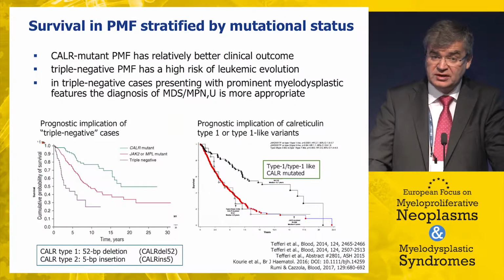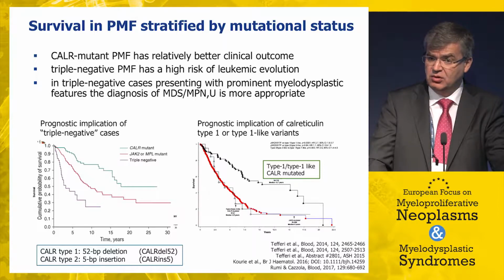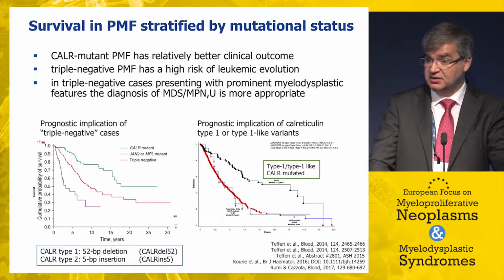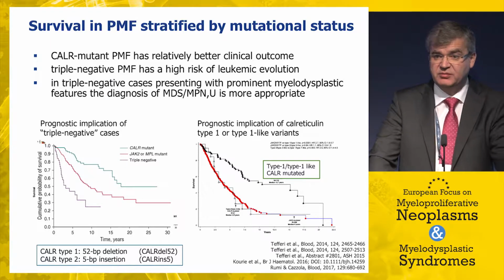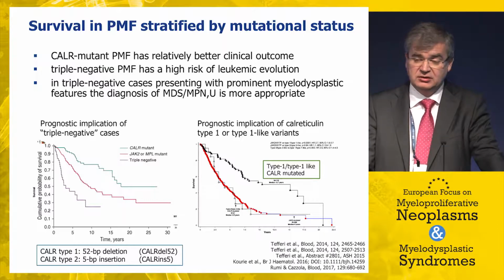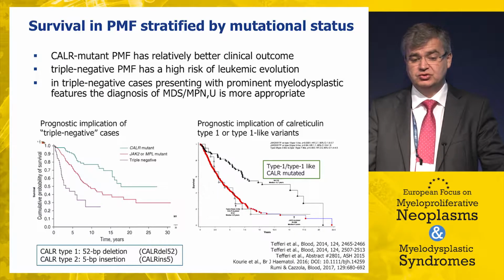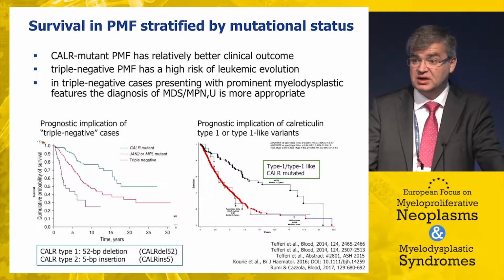And we have learned, and this will also be emphasized in the WHO, that mutation status is important with regard to prognosis. Keep in mind that calreticulin mutated PMF always has a better clinical outcome, in particular the type 1 or type 1-like mutations of calreticulin. And also keep in mind that the cases which have a triple negative phenotype should not be mixed up with MDS-MPN overlap or even MDS of myelofibrosis.